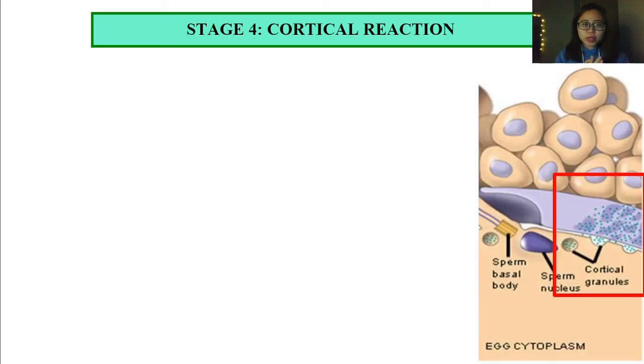Now we're going to go into stage 4, cortical reaction. So cortical reaction, before we talk about the process, I want you to pay attention to these things called cortical granules that are very close to the plasma membrane. These are specialized vesicles that contain enzymes that are going to be useful in this stage.